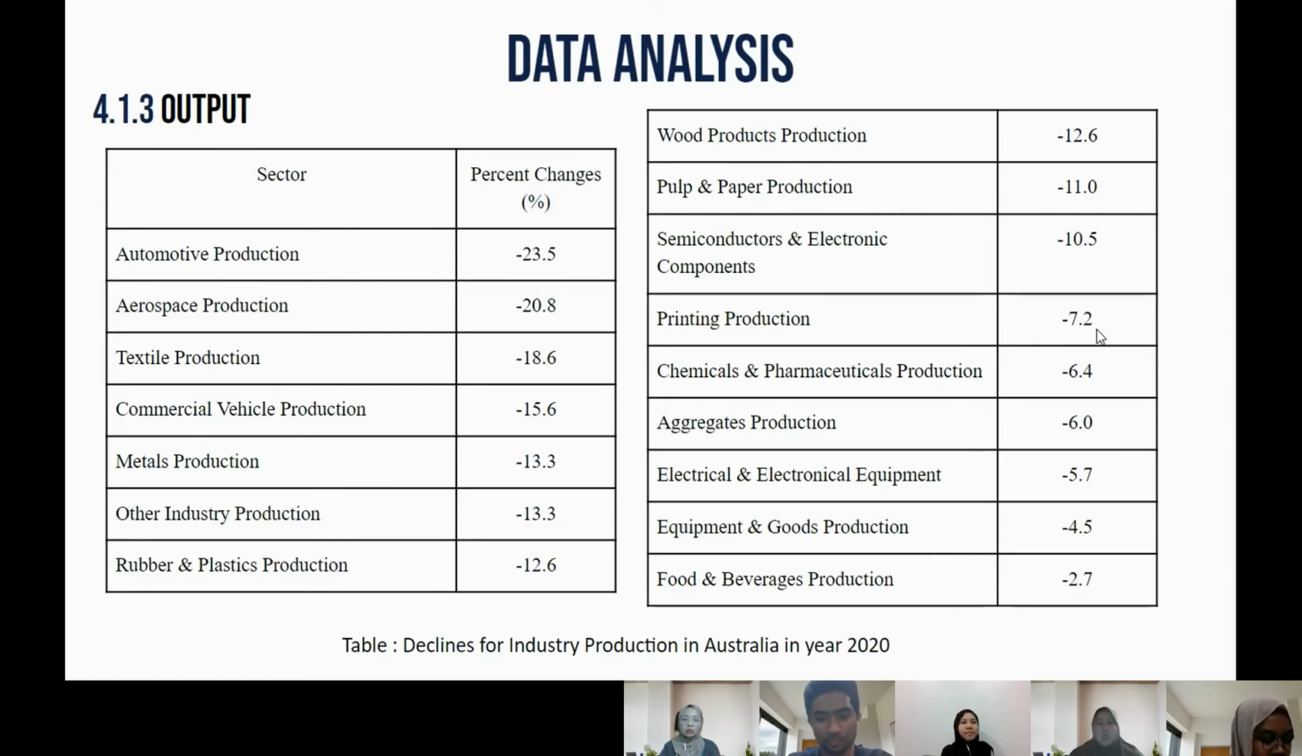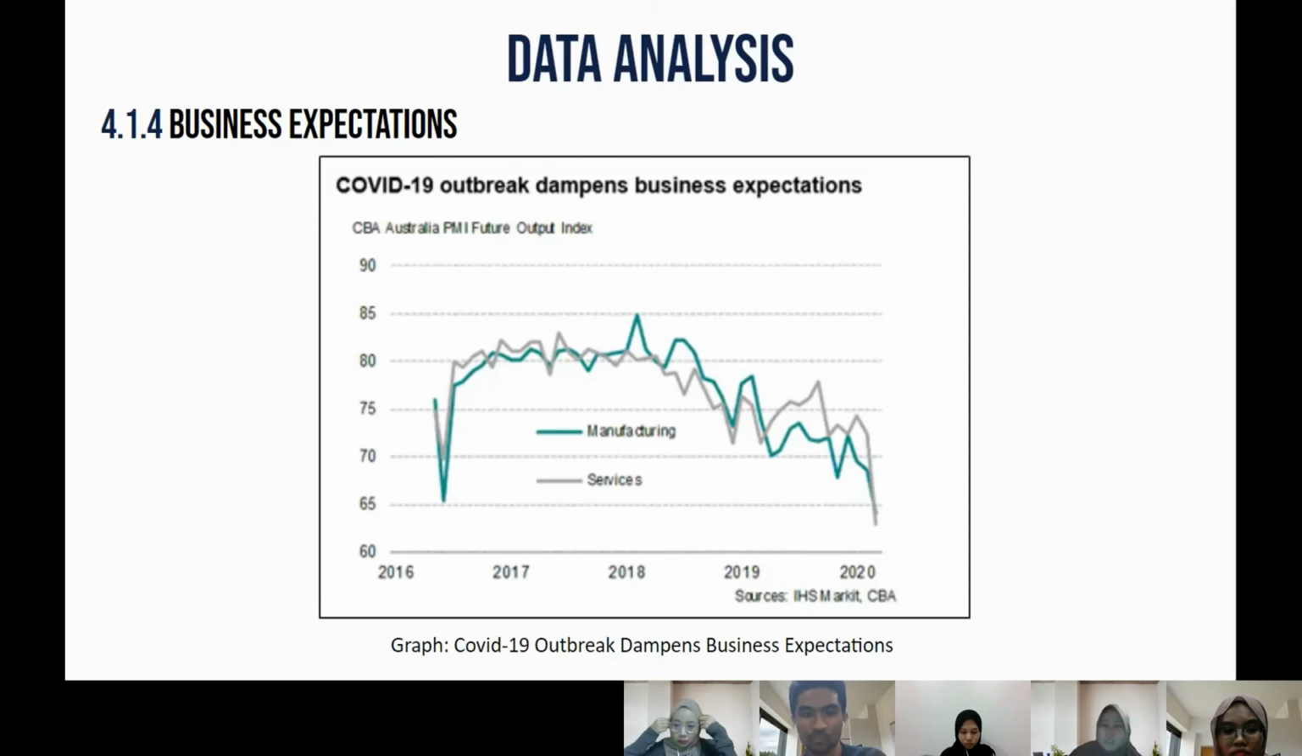As we can see, all sectors in the manufacturing industry declined in their manufacturing output. But the least decline is in food and beverage production, because even during the COVID-19 outbreak, people still demanded food and beverage products. And lastly, we go to the business expectation. What do we mean by business expectation?